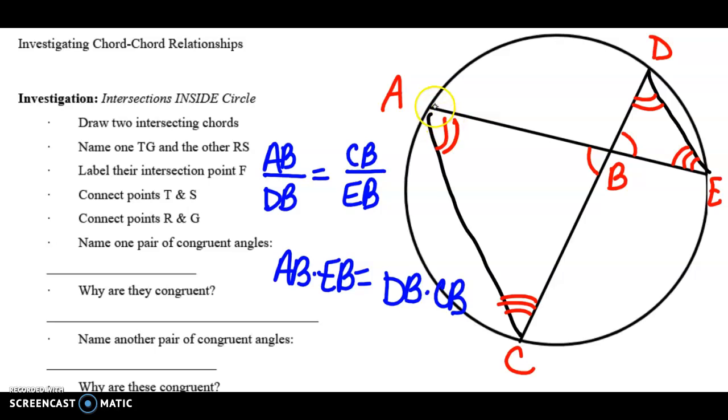So what you should know is that if you have two chords intersecting, this part times this part would be identical to this part times this part, that is, DB times CB. So that's what we're working with today.